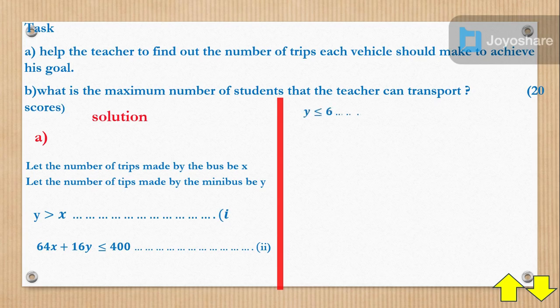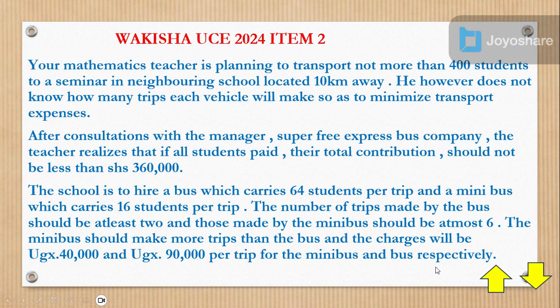which says Y less than or equal to 6. Remember, Y is for the minibus. Then also, we shall explain at once, X greater than 2, like that. So those are the 4 inequalities we are getting from there. Let's now go and see where they come from.